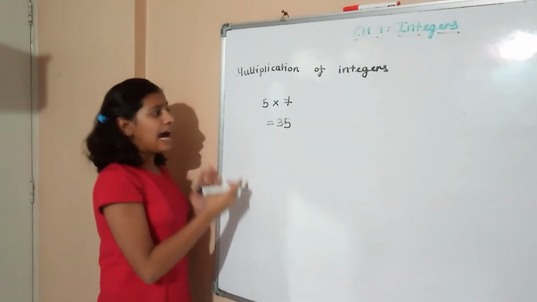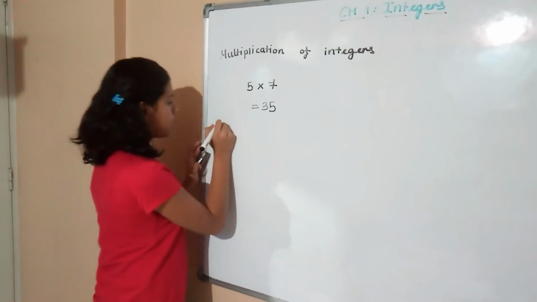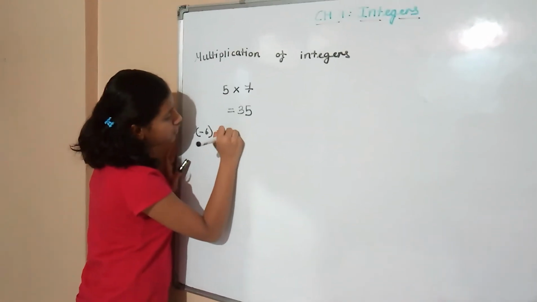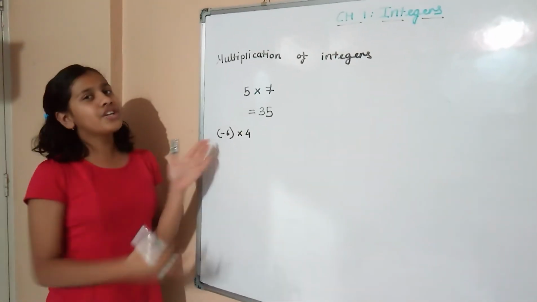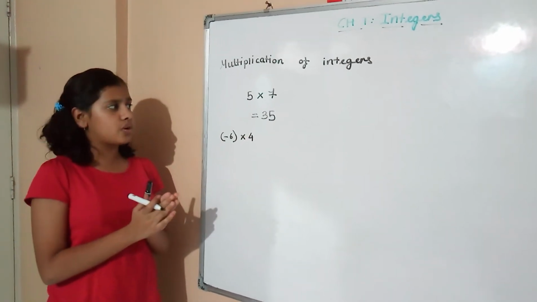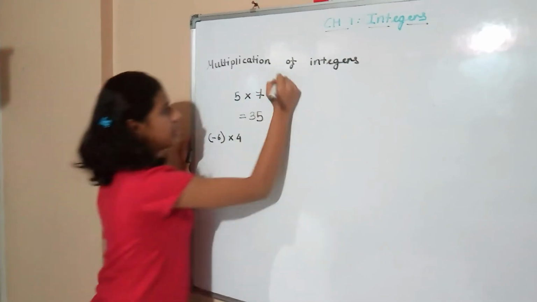But what if I ask you to multiply a negative and a positive integer? Somewhat like -6 into 4. So, does this make you frightened? You need not worry because now I'm going to tell you some rules that you need to follow to make your concepts clear about multiplication of integers.